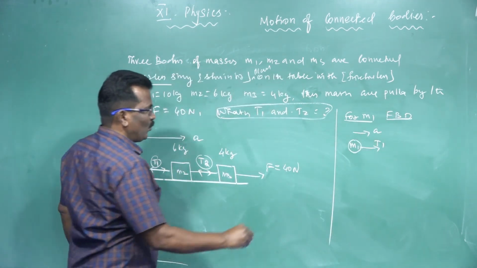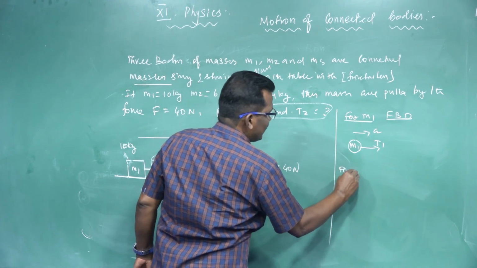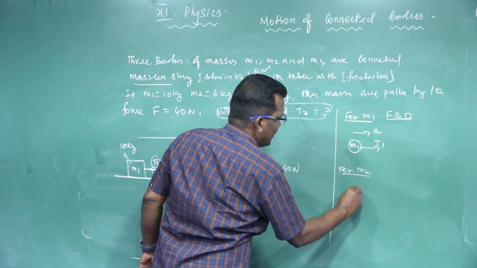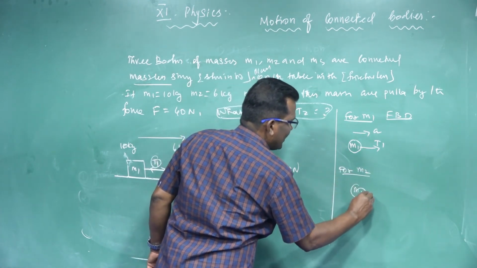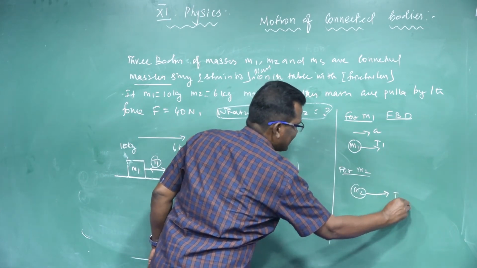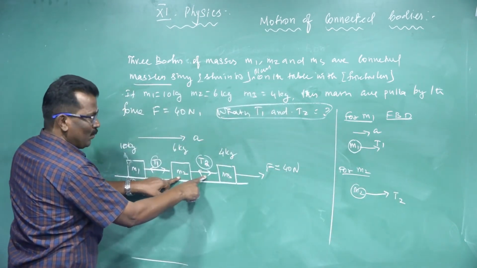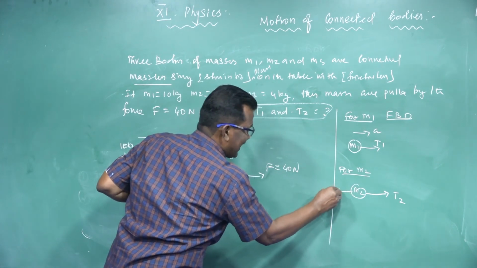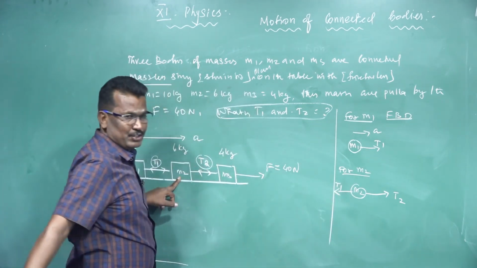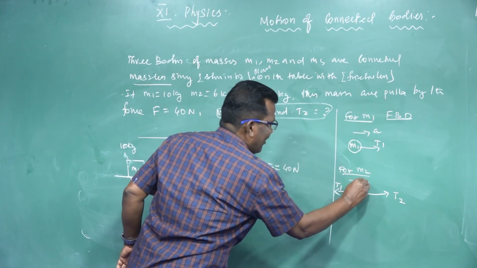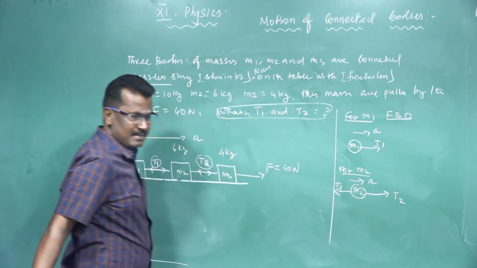For M2, tensions are acting along this direction, T2. At the same time, another tension is acting along the opposite direction, but the acceleration is along the horizontal positive x-axis.